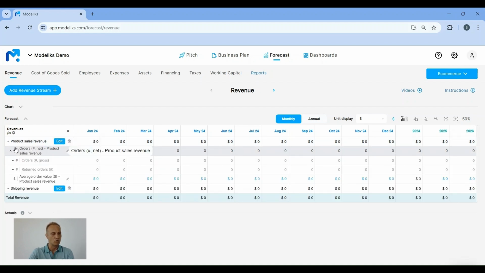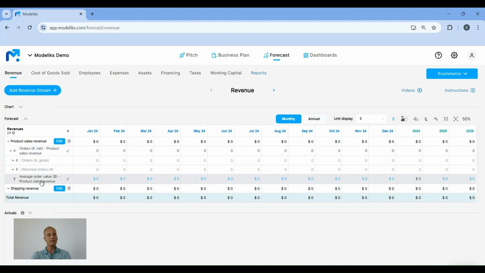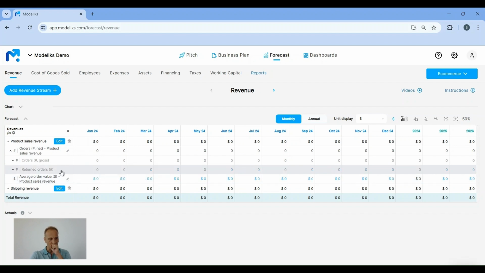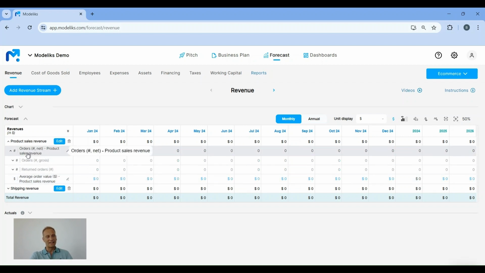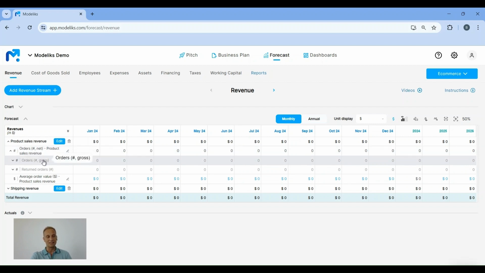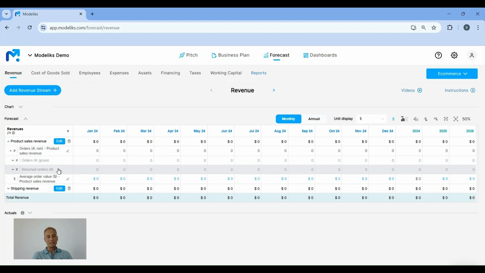Our product sales revenue will be calculated as the total number of net orders that we are able to generate multiplied by the average order value, or the value per order. Now, to calculate the net orders, we're going to calculate that as the total gross orders reduced by the number of returned orders.